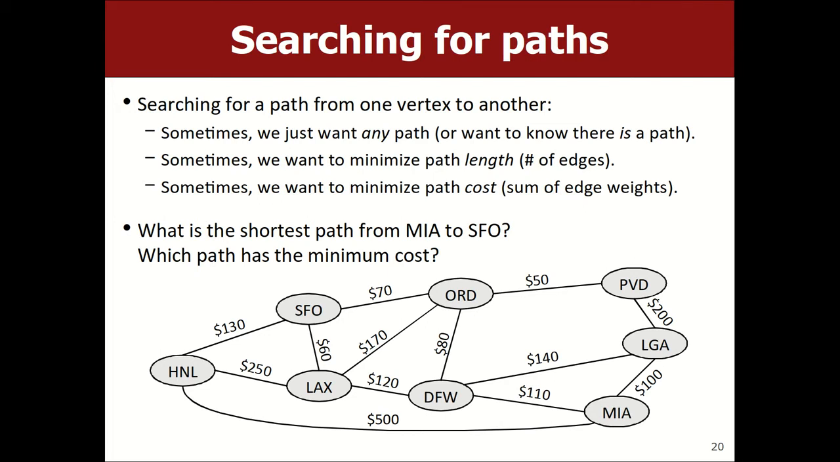So I think in this data, I'm not going to look at it, but I'm pretty sure the shortest path from Miami to SFO is different than the minimum cost path. Because I think there's a direct flight, no, there's not. If you flew to Honolulu and then to SFO, it's a two hop, it's the fewest hops, but that's way more expensive than if you just flew to Dallas and then LAX, right? I think that's the answer to that.